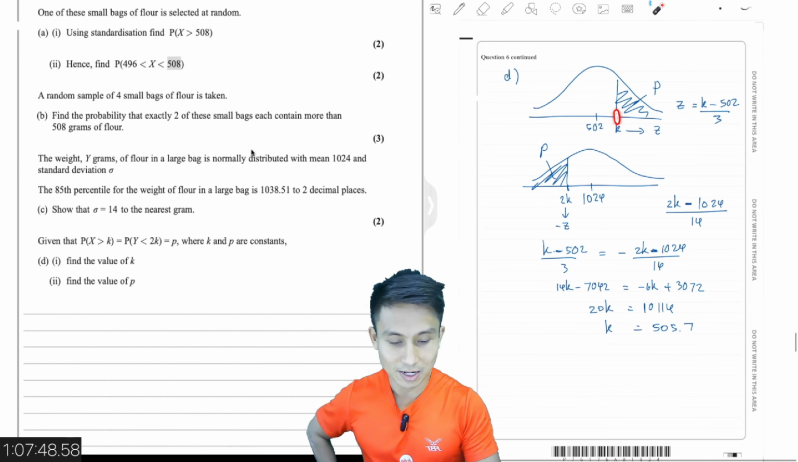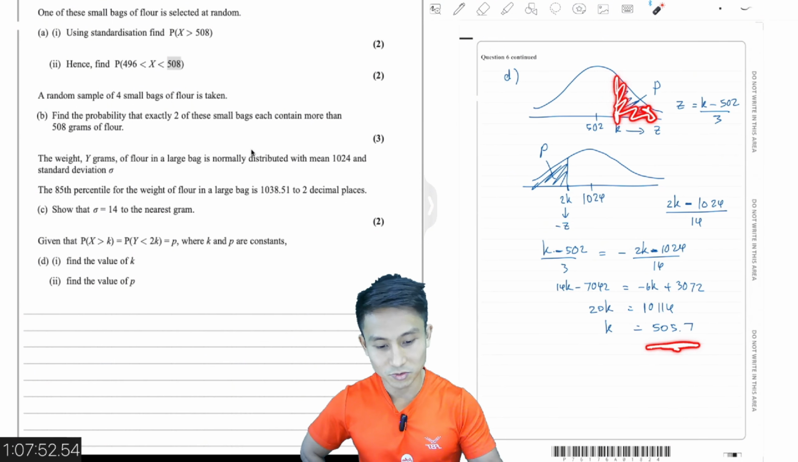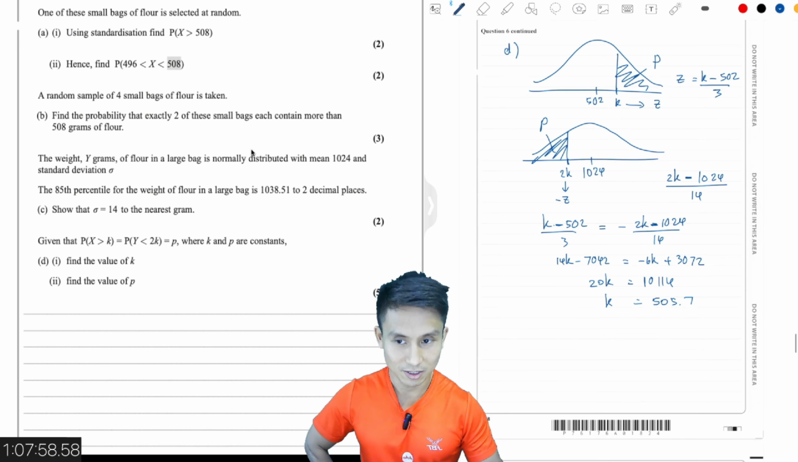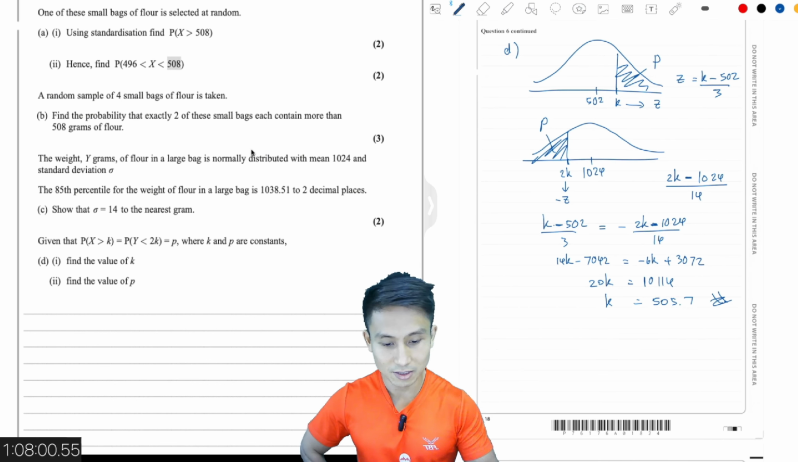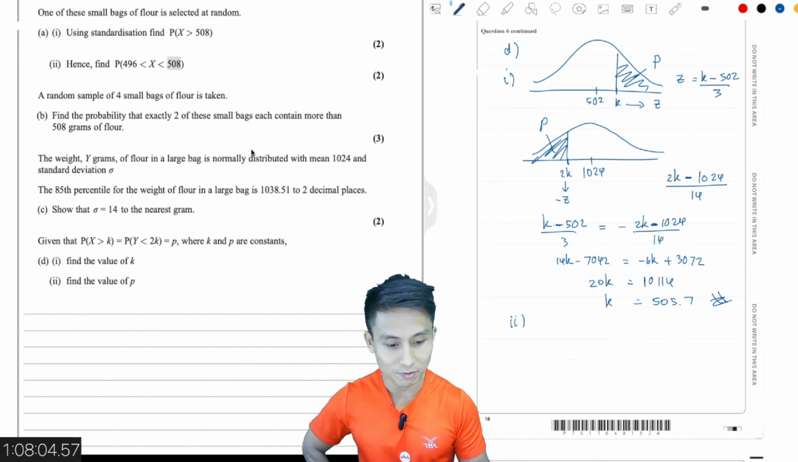That is greater than this. This is the area. And if you multiply this by 2, you still get somewhere less than 1024. That should make sense. Yeah, I'm happy with that. So we found the k for part I. That's good. So part I, we find the value of p.